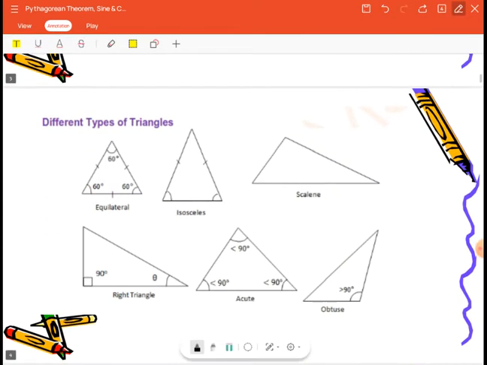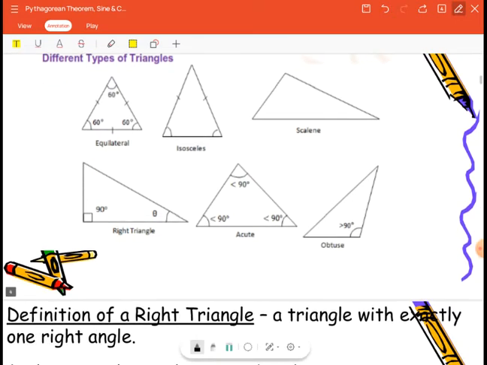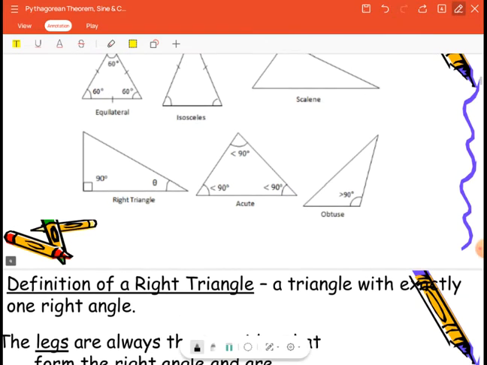For the different types of triangle, we have the equilateral. Sa equilateral, meron siyang property na yung kanyang inner angles ay lahat 60 at lahat ng kanyang side ay pare-pareho. Sa isosceles naman, dalawang angle yung pareho at saka dalawang side. Sa scalene, wala, lahat ay magkakaiba. For right triangle, meron tayong 90 degrees na angle, and then merong hypotenuse. Sa acute, less than 90 degrees yung mga angle. Pag obtuse, meron tayong isang angle na more than 90.